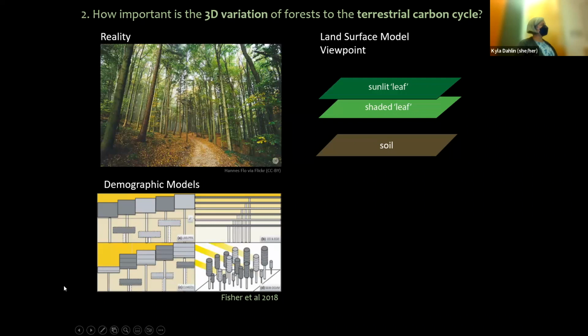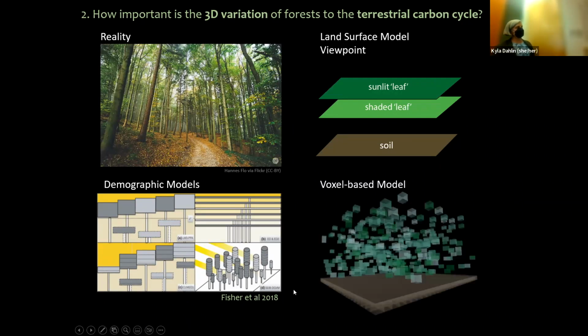However, my group and some other groups have been interested in an alternative path, which is thinking about the world in terms of voxels. Voxel is just a portmanteau for volumetric pixel, so it just means a cube. So the idea is, instead of trying to stay within our lollipop forest paradigm, what if we thought of our forest as just a bunch of cubes of leaf material in space?